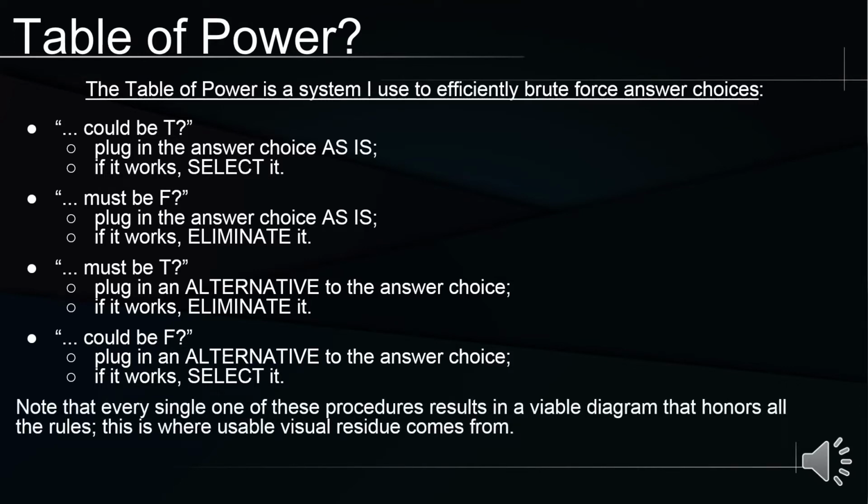What I do want to note here, though, is that every single one of these procedures in the table of power results in a viable diagram that honors all the rules. This is where visual residue comes from.